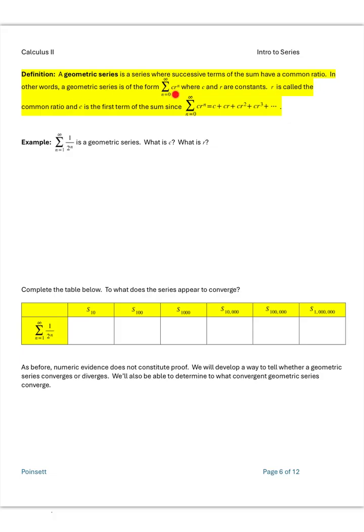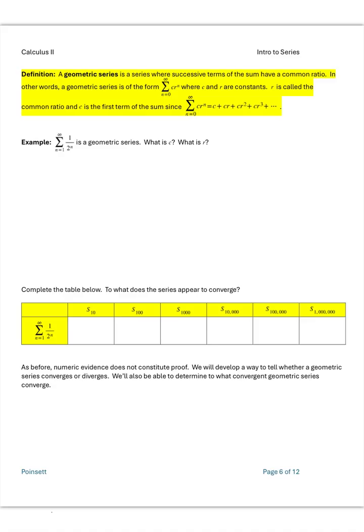In other words, a geometric series is of the form the sum as n goes from 0 to infinity of c times r to the n power, where c and r are specific constants. r is called the common ratio, and c is the first term of the sum, since when you expand this, when n is first 0, you get just c, when n is 1, you get cr, when n is 2, you get cr squared, etc.